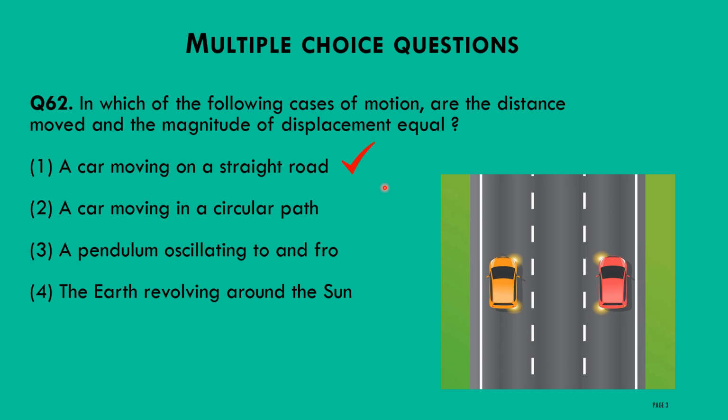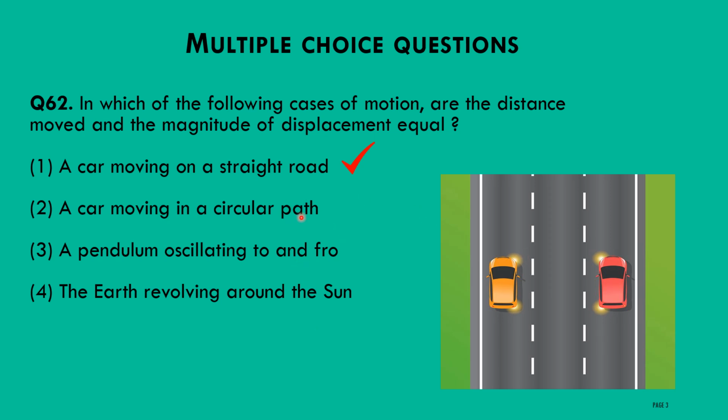Let us discuss in detail. When the car is moving in a straight line, displacement will be equal to distance covered. This type of motion we call rectilinear motion. If it is in a straight line, then that motion we call rectilinear motion. Assume the car covers 10 kilometers in 1 hour. This 10 kilometers refers to the distance moved and also the displacement. Therefore, the first option is the correct one.